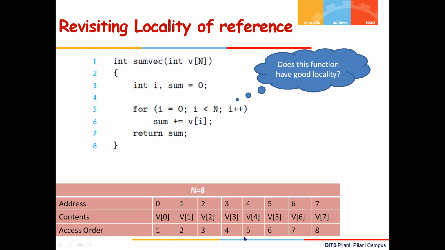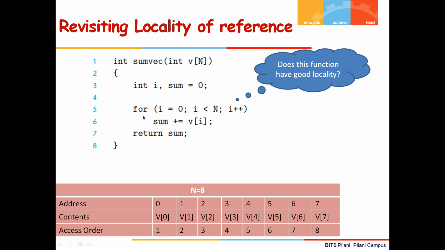The access order is going to be: first location 0 is accessed, then location 1 is accessed, so on and so forth, and the 8th access is going to be to array item location 7. So this is how it is.